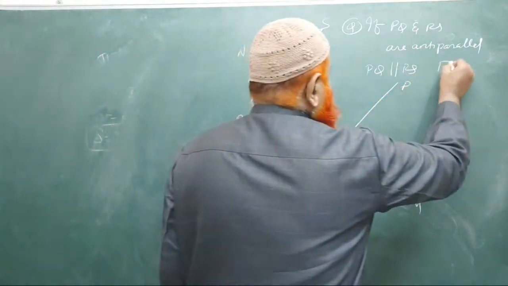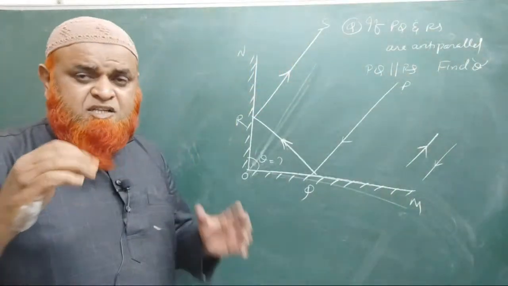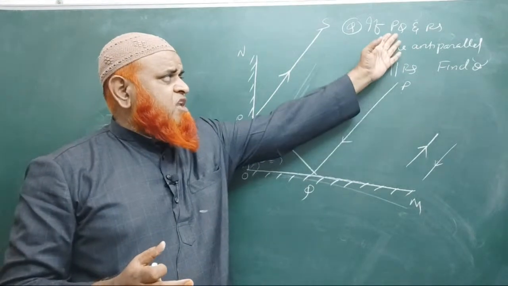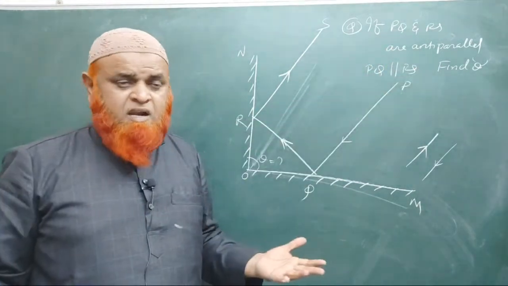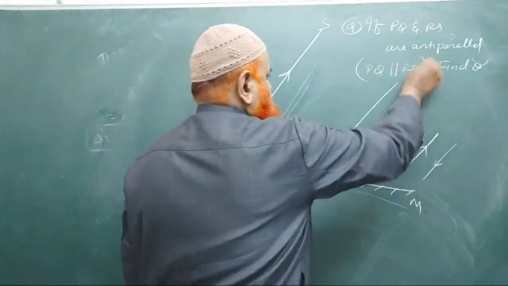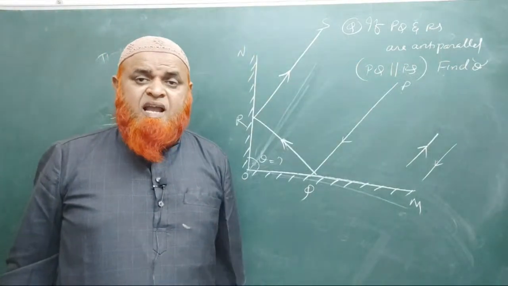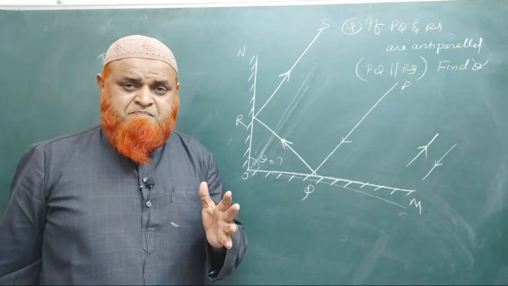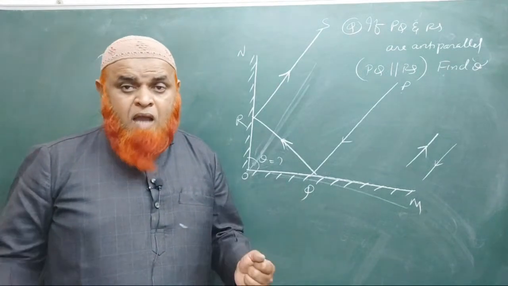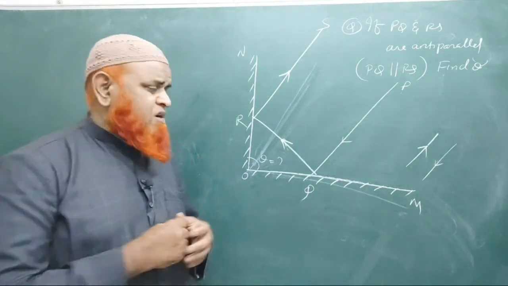So find theta. He's asking us to find the angle between the two mirrors if this is the condition, if PQ and RS are anti-parallel. It is said that PQ is parallel to RS. If PQ is parallel to RS, then find this angle theta. How are you going to find this angle theta? It appears to be very tough, but nothing is there in that. I will tell you the concept behind this.